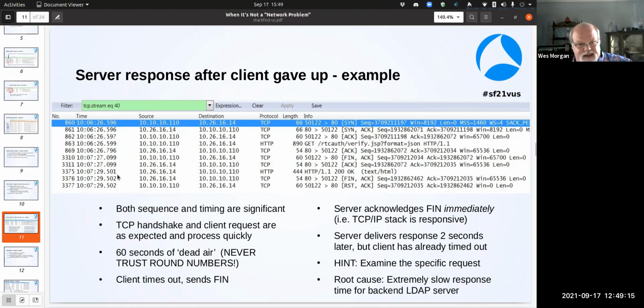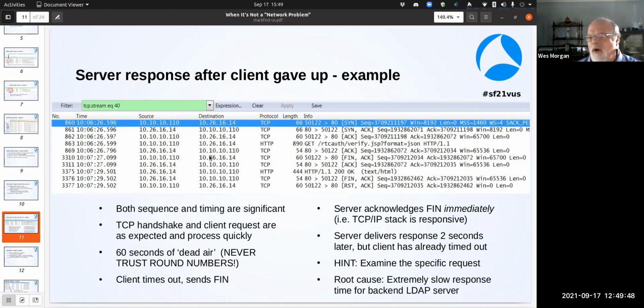Well, 2 seconds after that, the server finally comes back with a 200 OK, but the client's already given up. So the server tries to send a FIN and the client comes back with a reset, right? Because it's already sent a FIN, it had already given up. So we've got a pretty obvious problem here. And again, there's no indication of extremely high latency. There's no indication of congestion or packet loss.